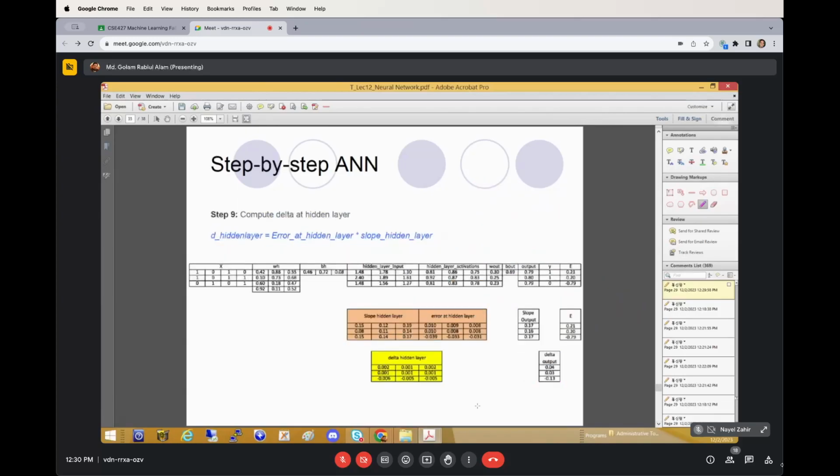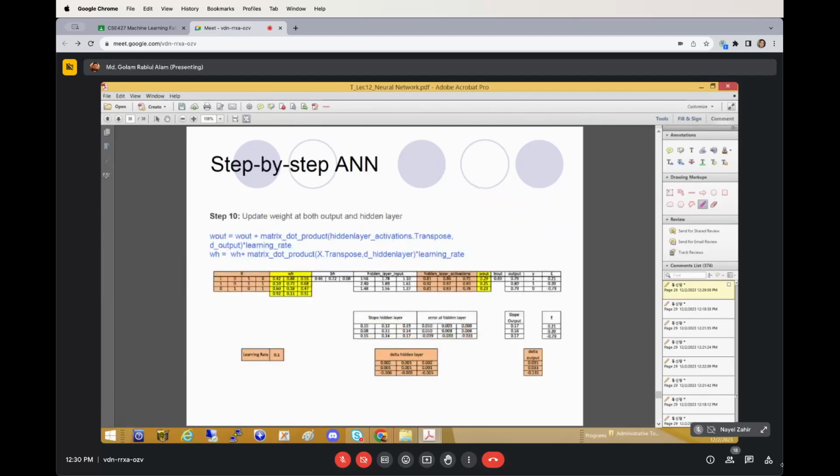Then we have to find the delta hidden layer, using our slope of hidden layer and error at hidden layer. Previously we computed those, the slope at hidden layer and the error at hidden layer. If we multiply these two, we will get the delta hidden layer. So these are the delta hidden layers. We previously computed this in our sequential processing. Here it is also the same thing: error at hidden layer and slope of hidden layer, and from this we get the delta hidden layer.